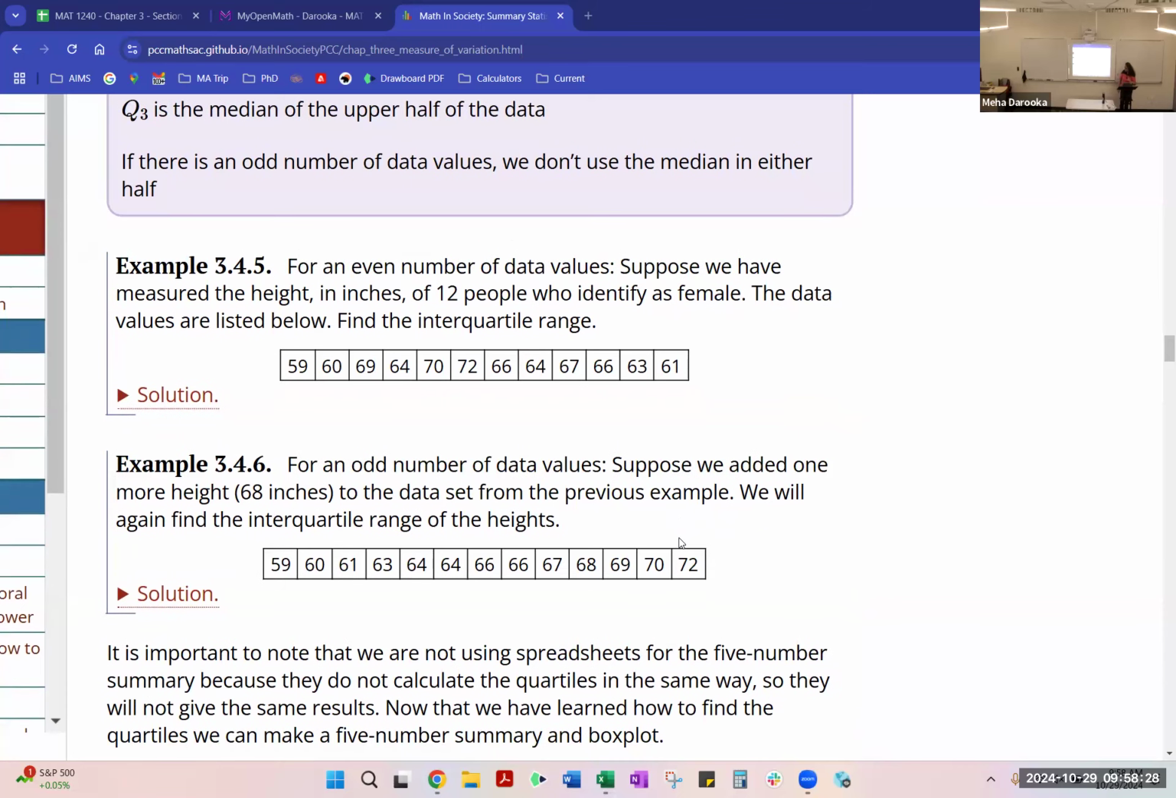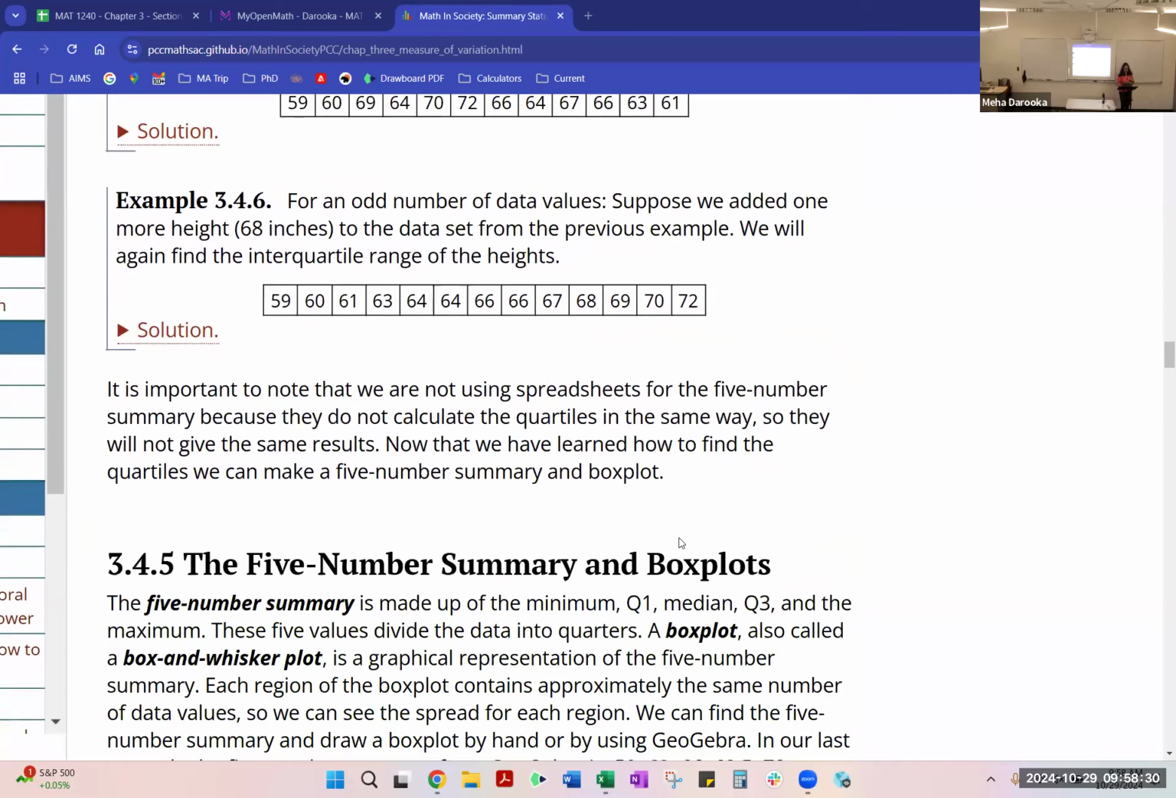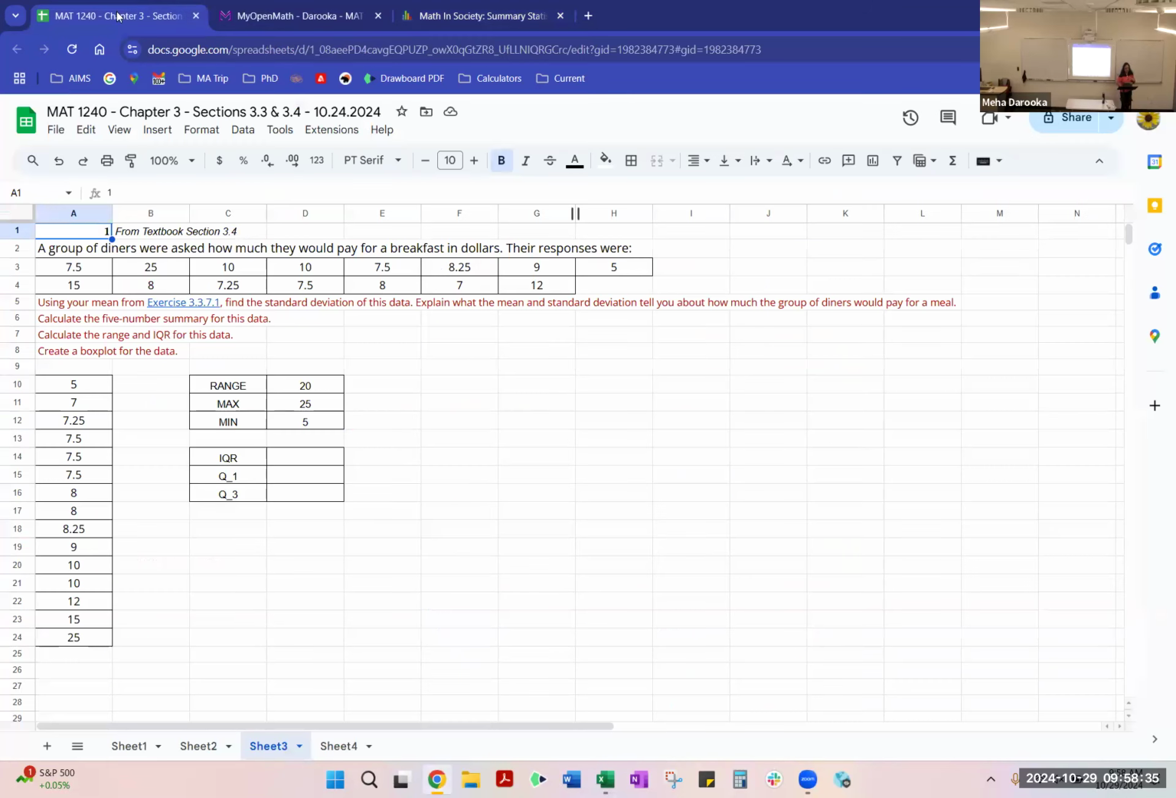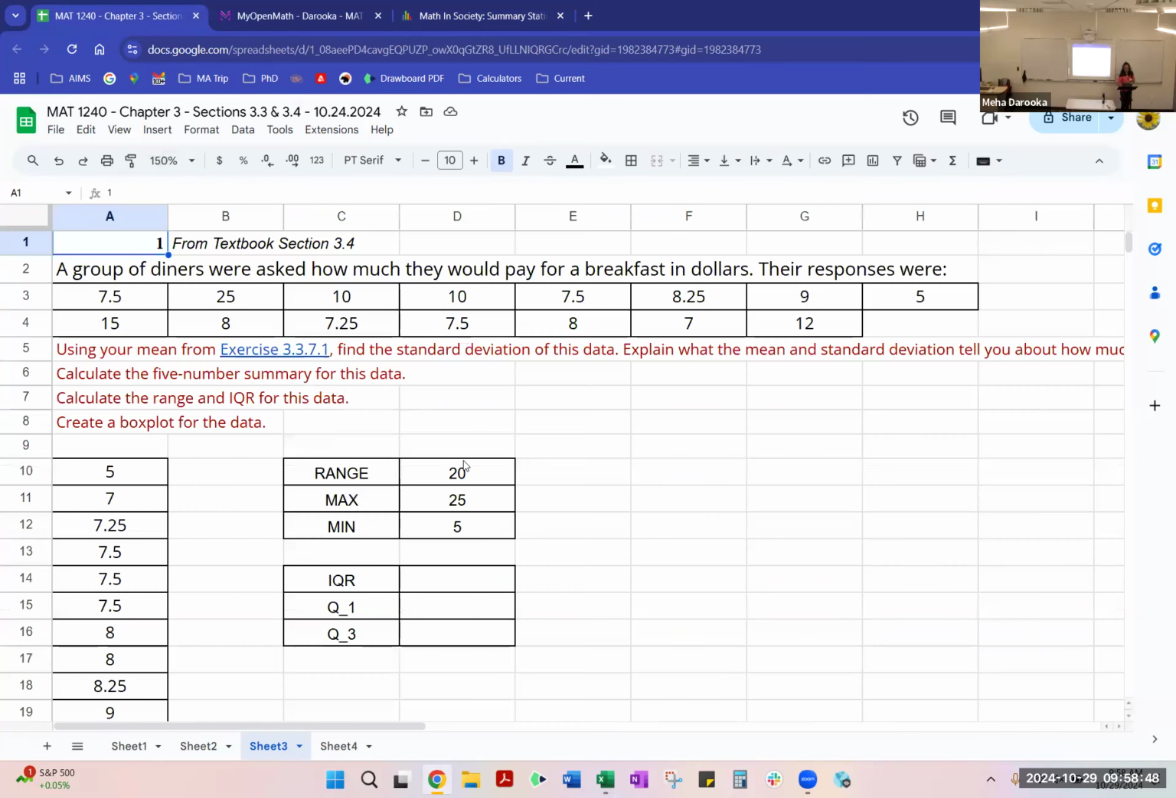So remember, we had seen these two examples based on that. So that's kind of where we were at. And like I said, we were working on this example here. So you can see we found our range. The maximum value in this data set was 25. The minimum was 5. So of course, 25 minus 5 comes out to be 20.